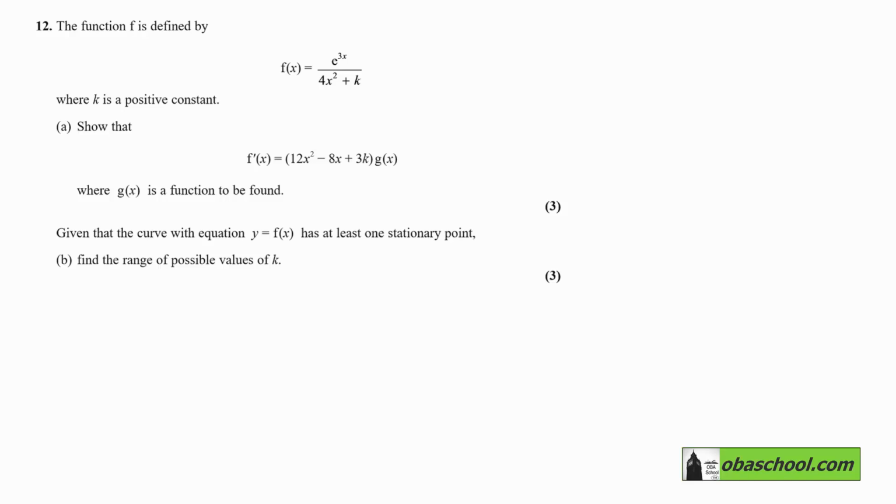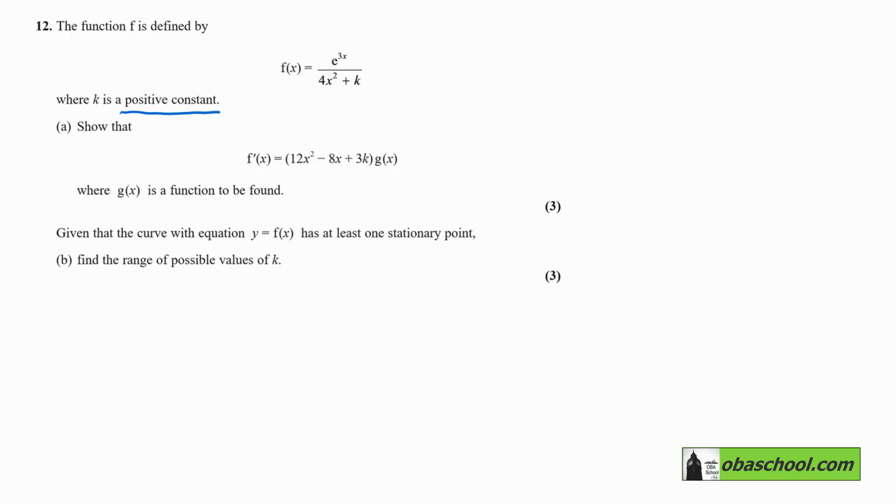The function f is defined as shown, where k is a positive constant. And k is a positive constant. That might be important. Show that f dash x is 12x squared minus 8x plus 3k times g of x, where g of x is a function to be found.